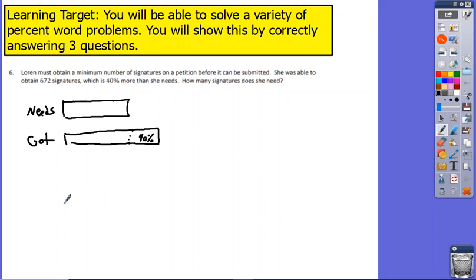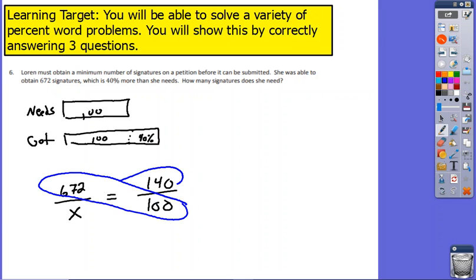I think I'm still going to do a line equals line 100 though, and I'm looking for how many signatures she needs. That number is going to go on the bottom here. That is the whole, that's the group that she needs. That's this 100% here. And then this 672 is 40% more than that, so it is 140% of what she needed to accomplish. I'm going to cross multiply.